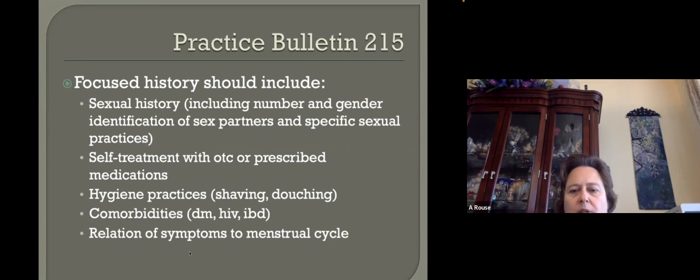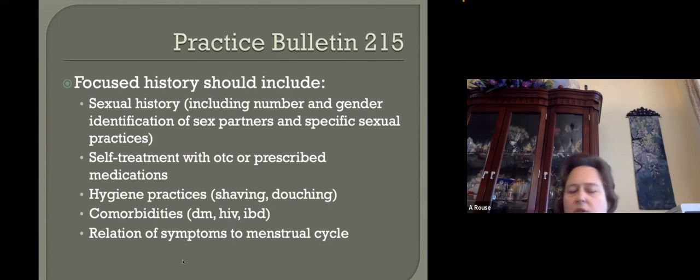Do they have other comorbidities? Are they diabetic, especially those who may be using the medications that help clear glucose through their urine? They're definitely at higher risk for candidal infections of the genitourinary area. Are they significantly immunocompromised? So HIV patients, and then inflammatory bowel disease, which is more related to some of the immunosuppressants they may be using.